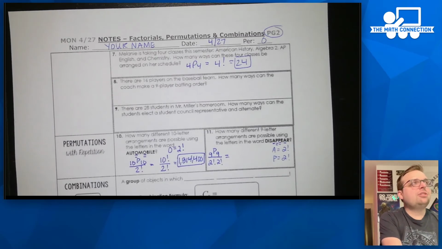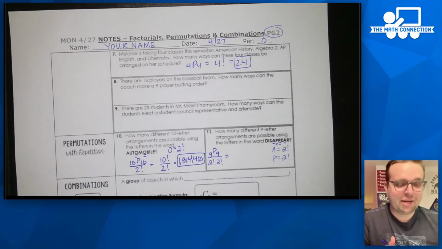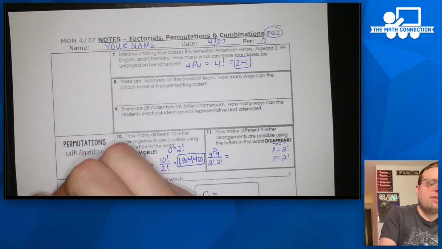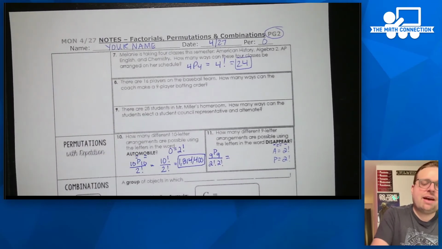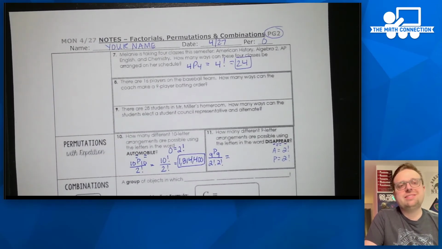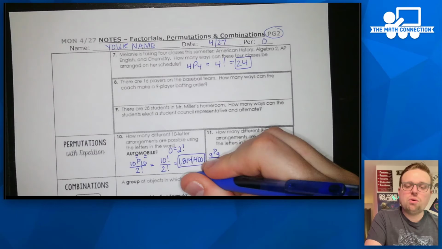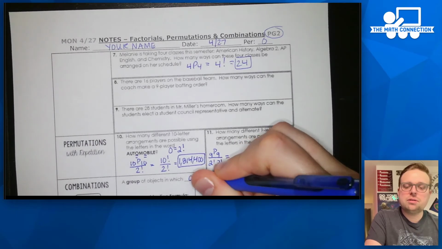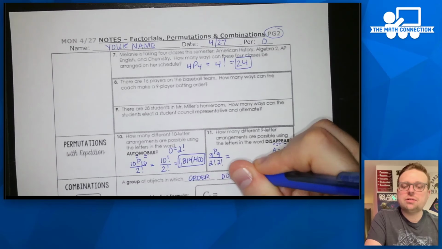The next section, the last actual topic in this one, is going to be about combinations. Combinations is a very similar situation where you have an N, and then instead of having a P for permutation, you have a C for combination. In a combination, the grouping, the order does not matter.